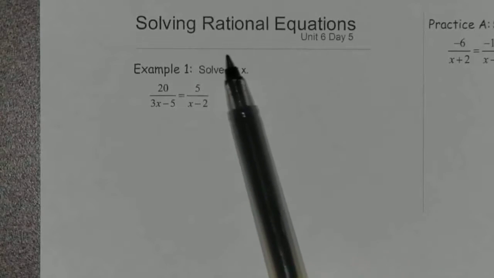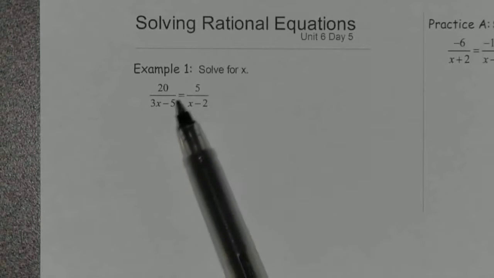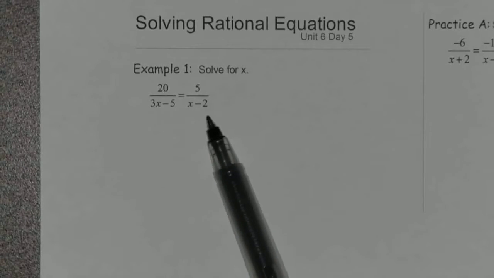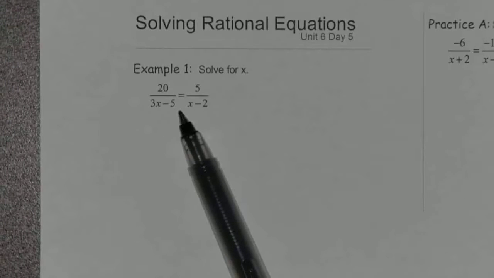But today we're solving rational equations. So really, I've kind of showed you how to do that in the last few days. What do you think you want to do when you see something like this, a fraction over a fraction that are equal to each other? You really do want to cross multiply.